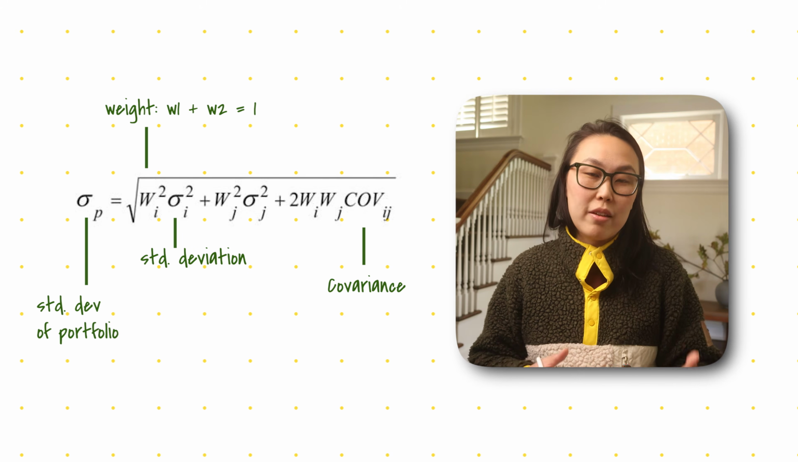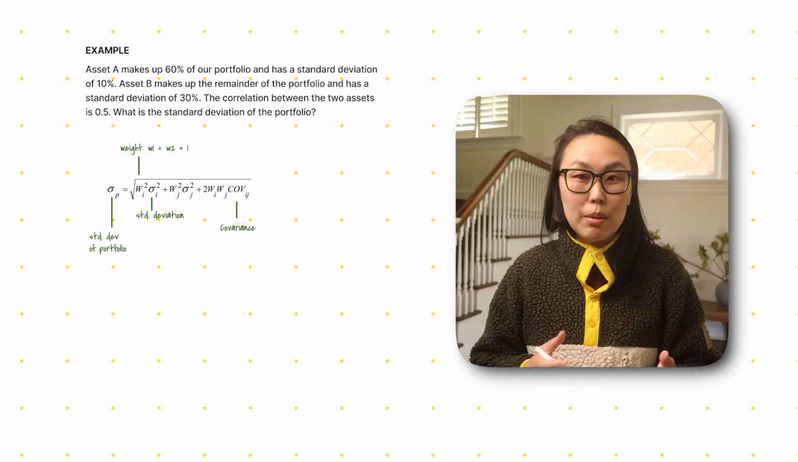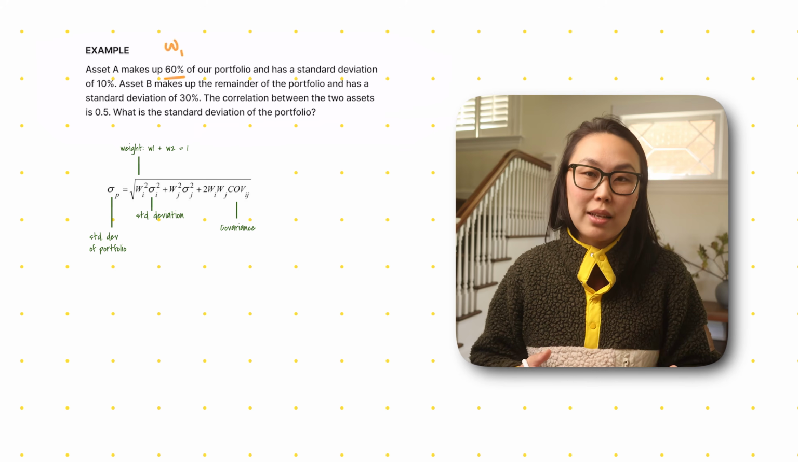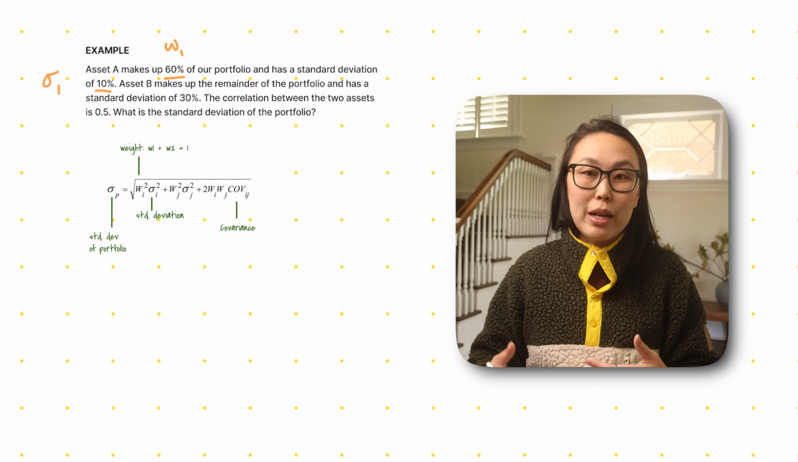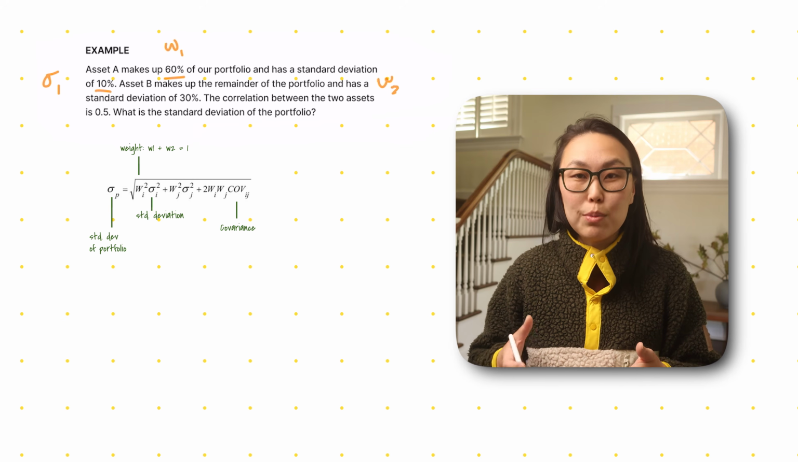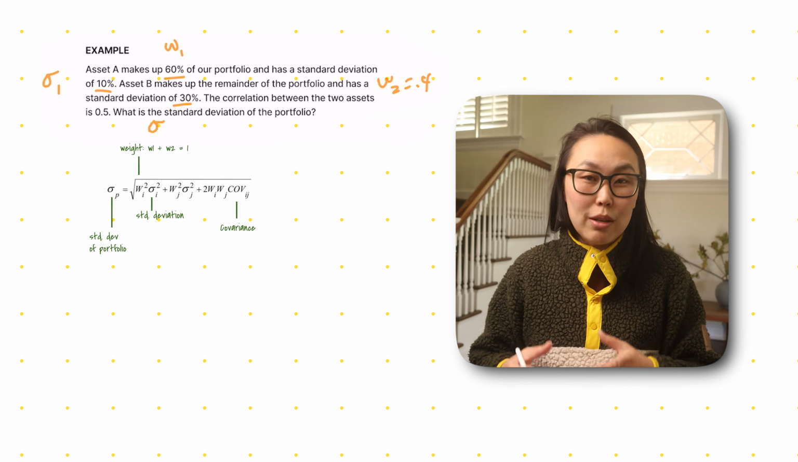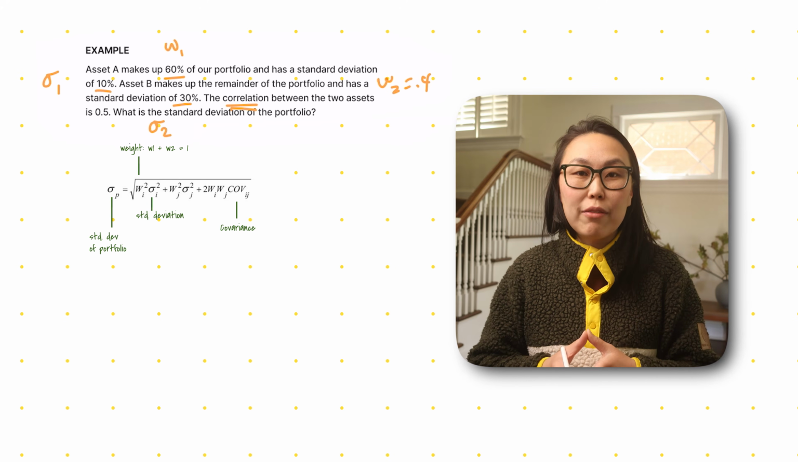But let's walk through another example. Asset A makes up 60% of our portfolio, so W1 equals 0.6, and has a standard deviation of 20%, so sigma 1 equals 0.2. Asset B makes up the remainder of our portfolio, so W2 equals 0.4, and has a standard deviation of 30%, so sigma 2 equals 0.3. The correlation between these two is 0.5.